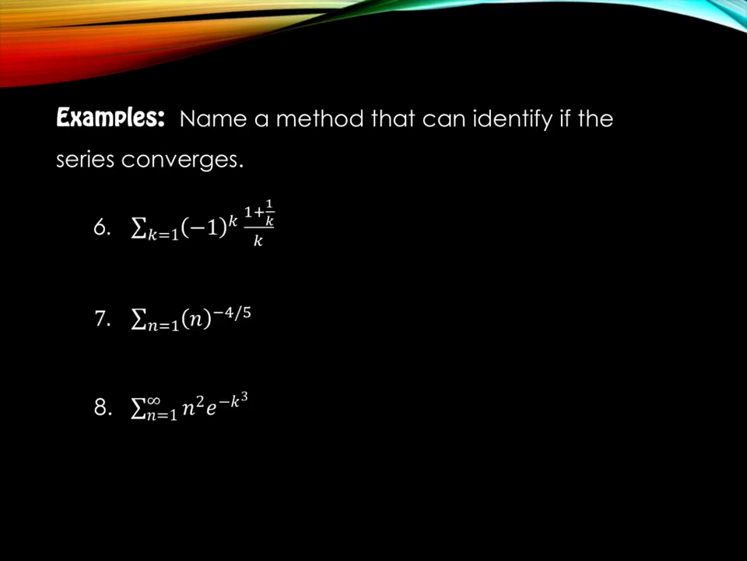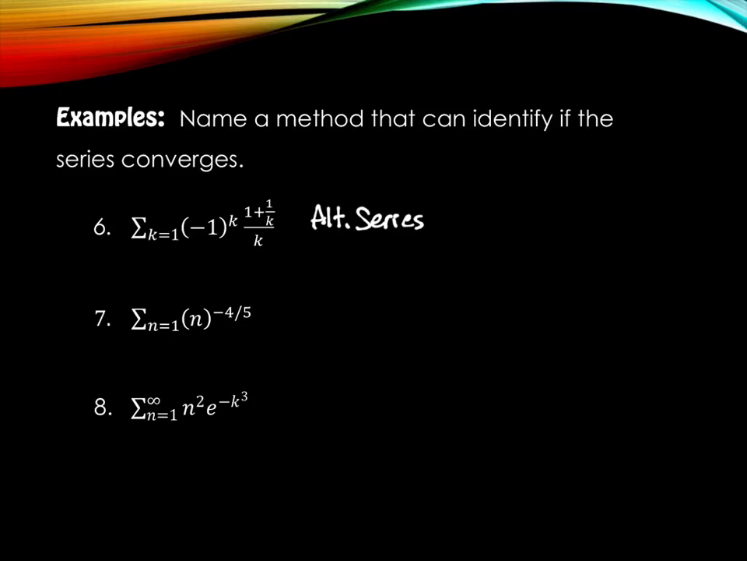Okay, how about number 6? Alternating series seems like a reasonable one to try. How come? It's the negative 1 to the k. Yeah, the negative 1 to the k seems like a good place. Alternating series seems like a good spot to go with.